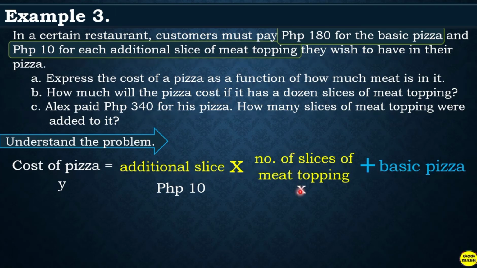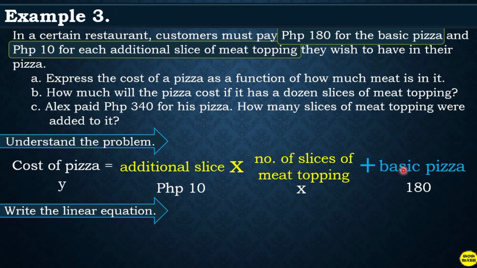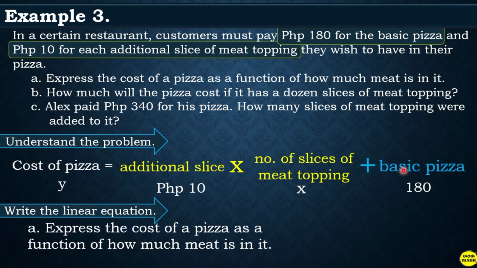So if the number of slices is 10, you multiply by 10. If the number of slices is 5, you multiply by 5, because for each slice it is 10 pesos. So 5 times 10 is 50. And then we add the cost of our basic pizza, which is 180. Okay, let us write the linear equation. That is our question in letter A: express the cost of a pizza as a function of how much meat is in it.